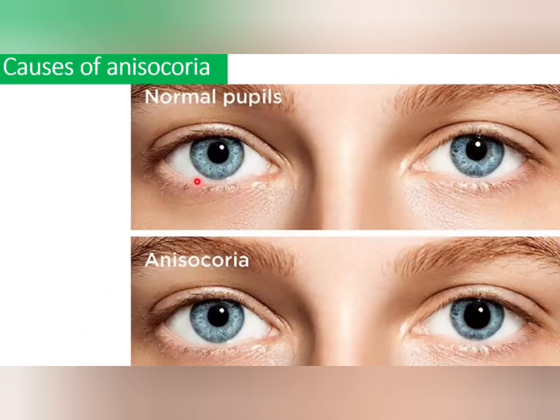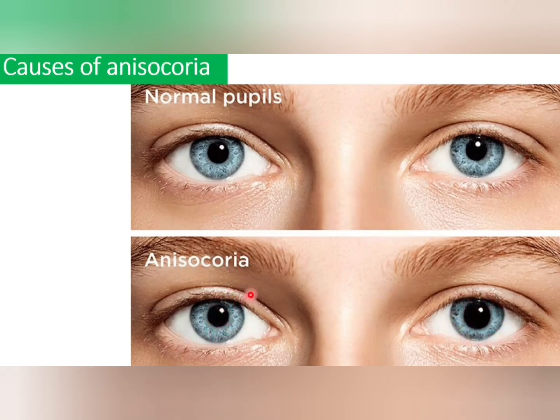So first of all, causes of anisocoria. Here you can see that this is the normal pupil and this is anisocoria. You can see here both pupils are the same size. There is no abnormality detected. But here you can see that the left eye pupil is quite dilated compared to the right eye.